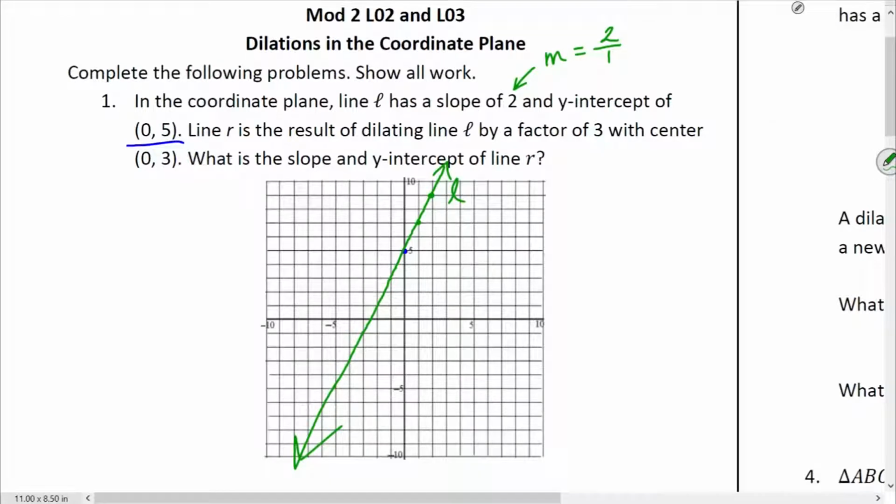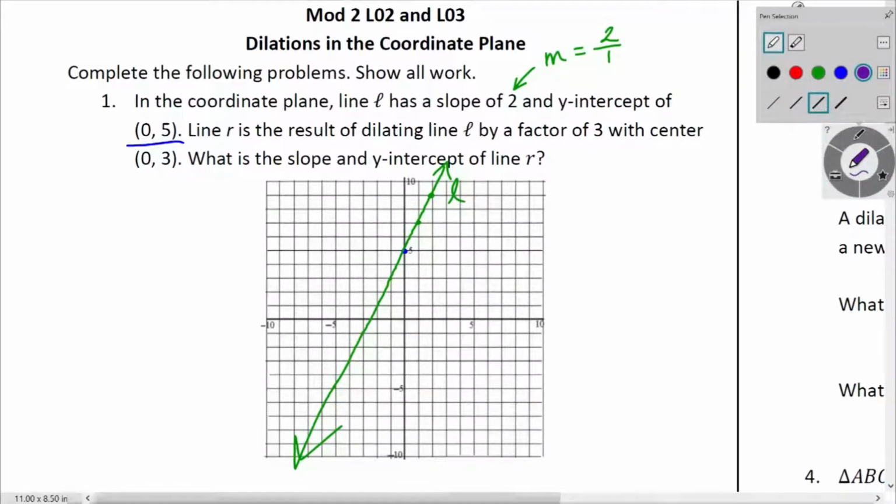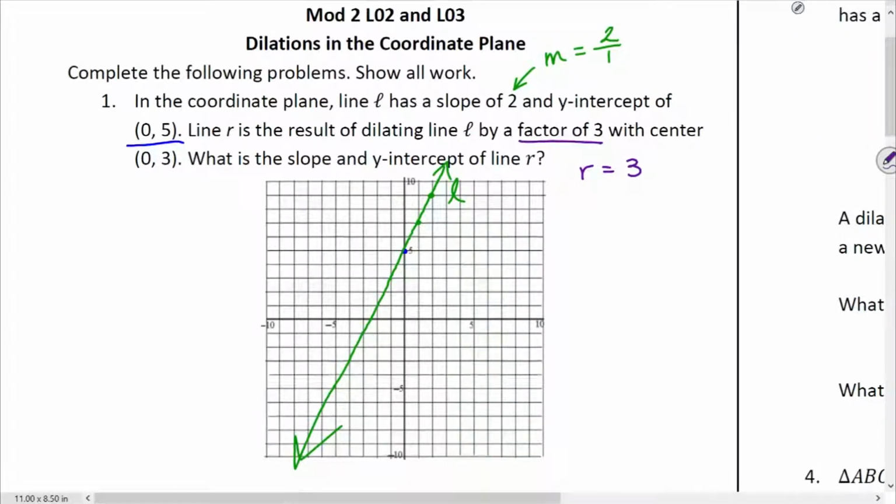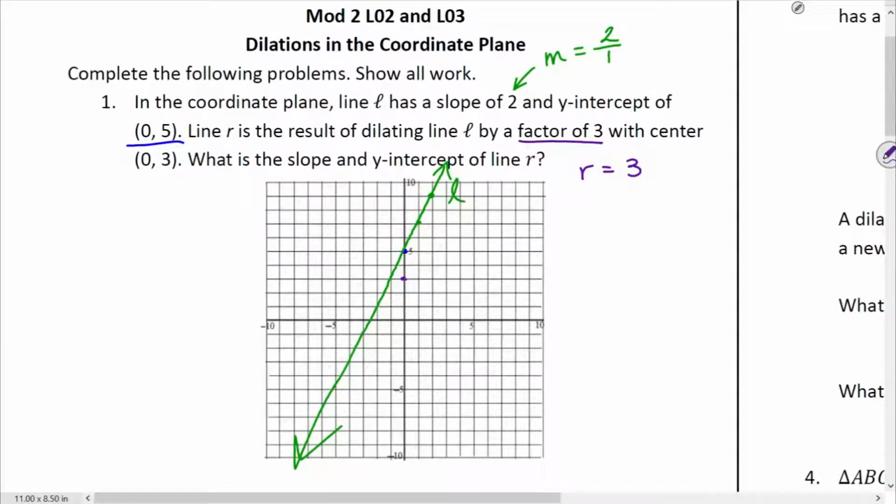Now, line R, that's a new line, is the result of dilating L by a factor of 3, which means the scale factor is 3, with center (0, 3). This is the center of the dilation. What is the slope and y-intercept of line R? Well, we've never dilated an entire line before. It's always been like a line segment or a triangle or something. So what we'll do is dilate a couple of points on line L, see where they go, and connect them with the line.